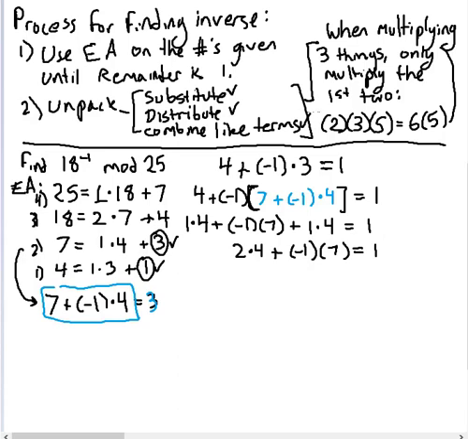And so, yay, we did it. Now we want to do the same thing for this guy. Same process. So, I want to substitute that in. Well, what am I substituting? It's going to be 18 plus negative 2 times 7 equals 4.